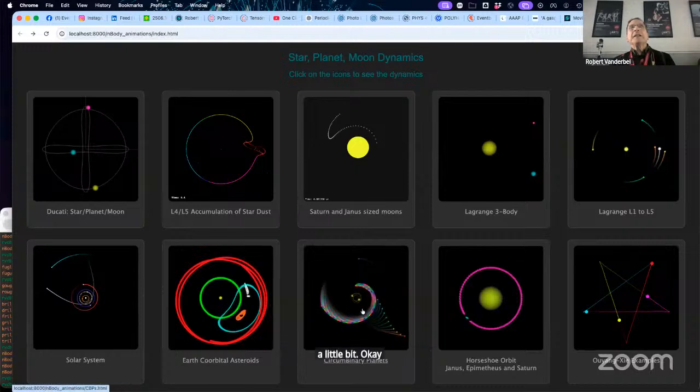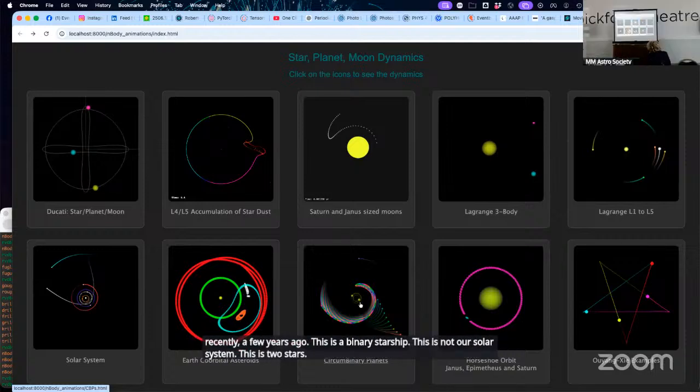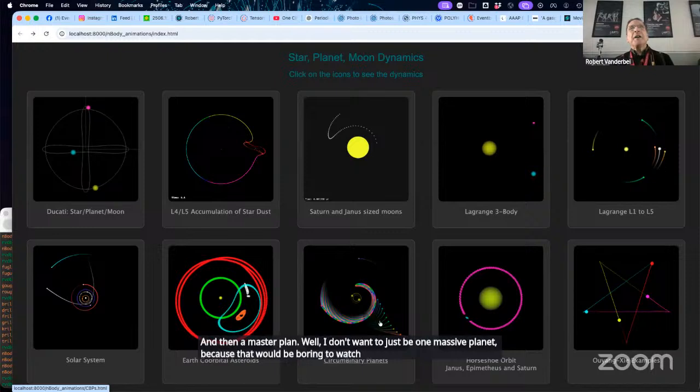Okay, this is something I did with a student at Princeton recently, a couple of years ago. This is a binary star system, so this is not our solar system. This is two stars and then a massless planet. But I don't want to just do one massless planet because that would be boring to watch. This is a couple hundred, I can't remember the number. I think when I click on it, it'll tell us massless planets.